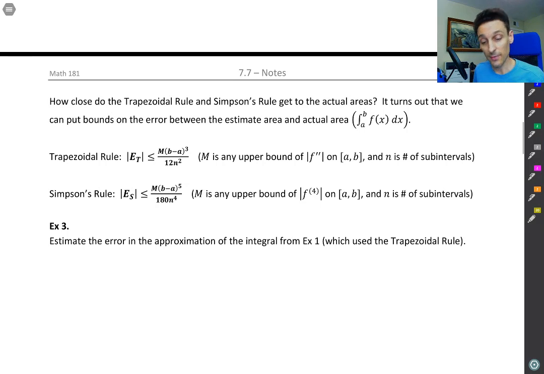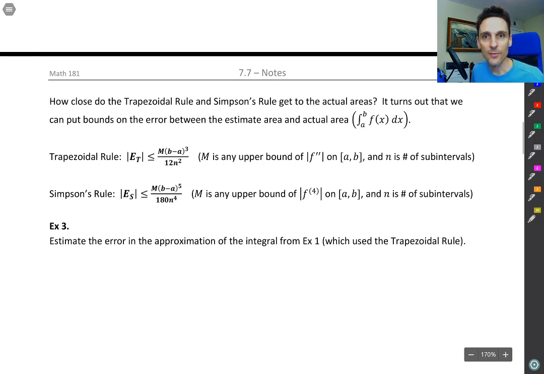And in fact, if the absolute value of the second derivative is equal to 0, so we have no concavity, that would be the graph of a line, which is perfect for trapezoids to fit and gives us no error when using the trapezoidal method. If M becomes 0, then we have that the error between the estimated area and the actual area is less than or equal to 0. So we have no error, basically, in that case.